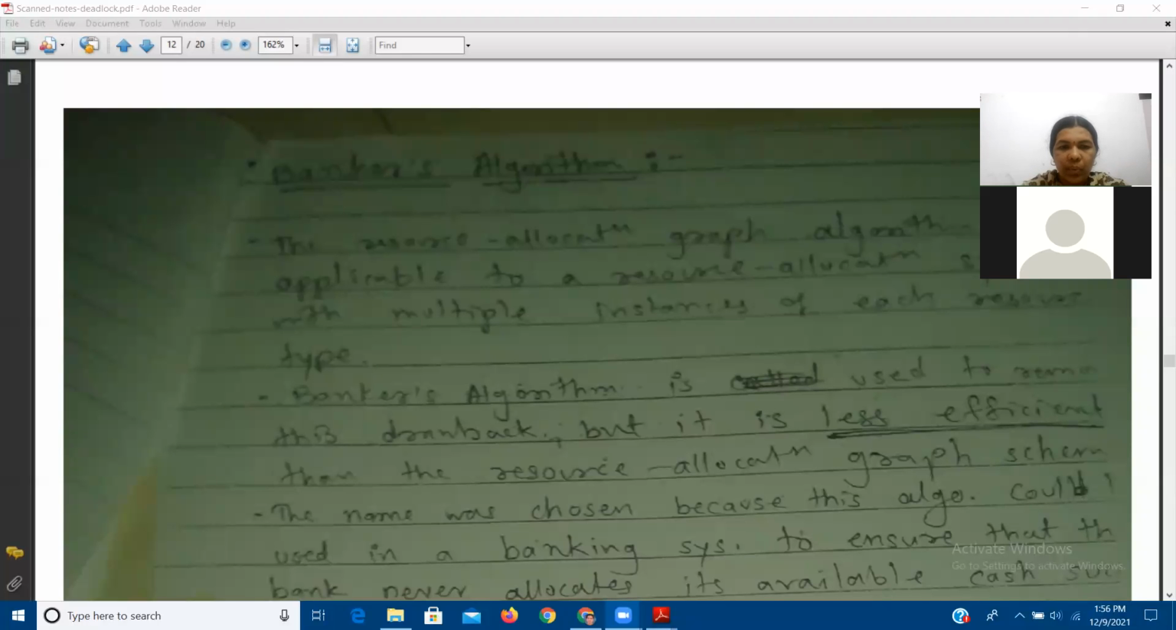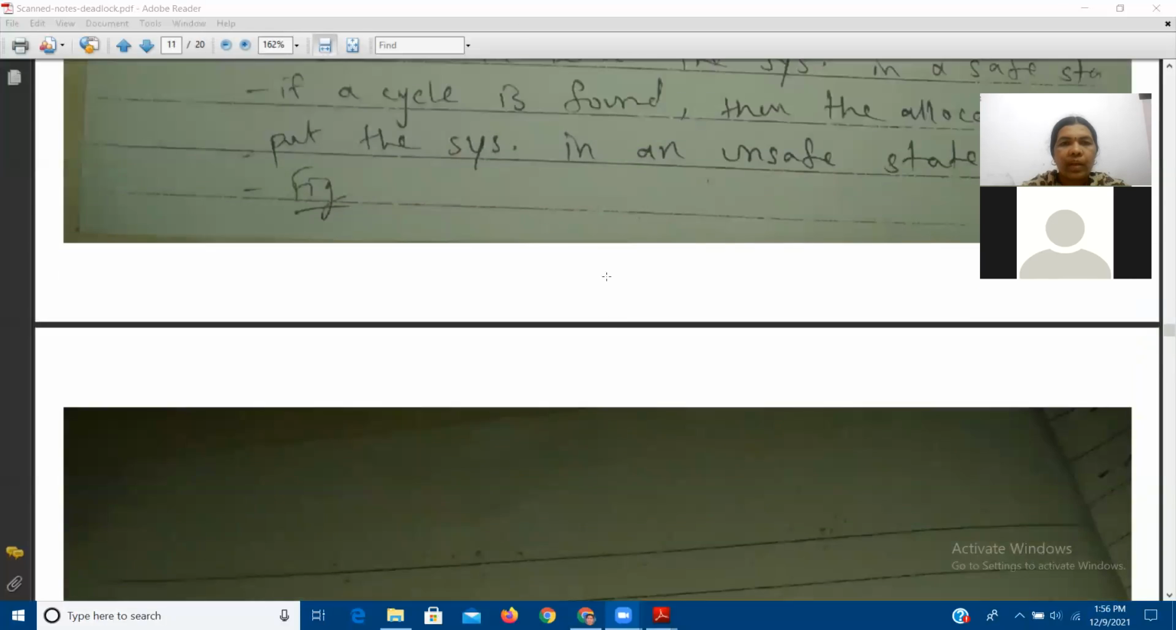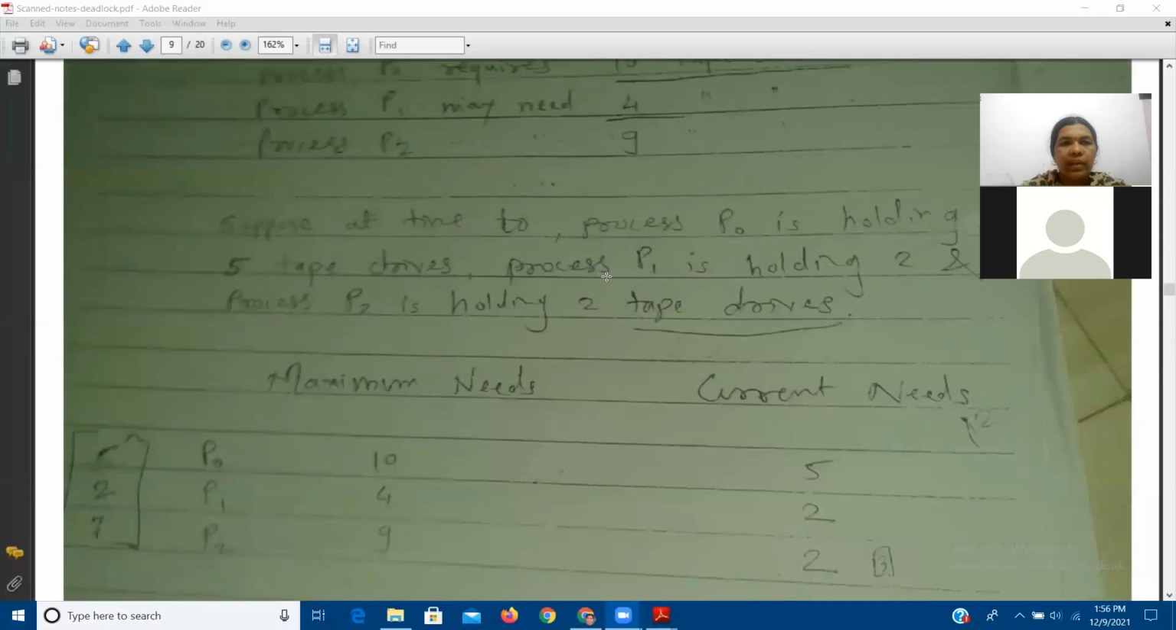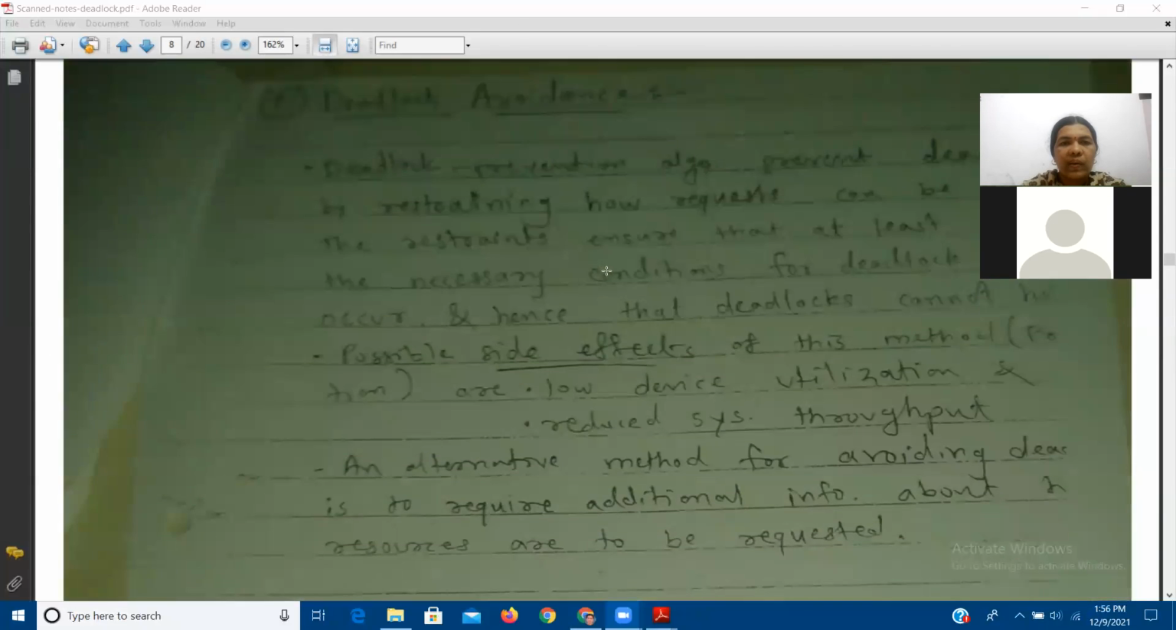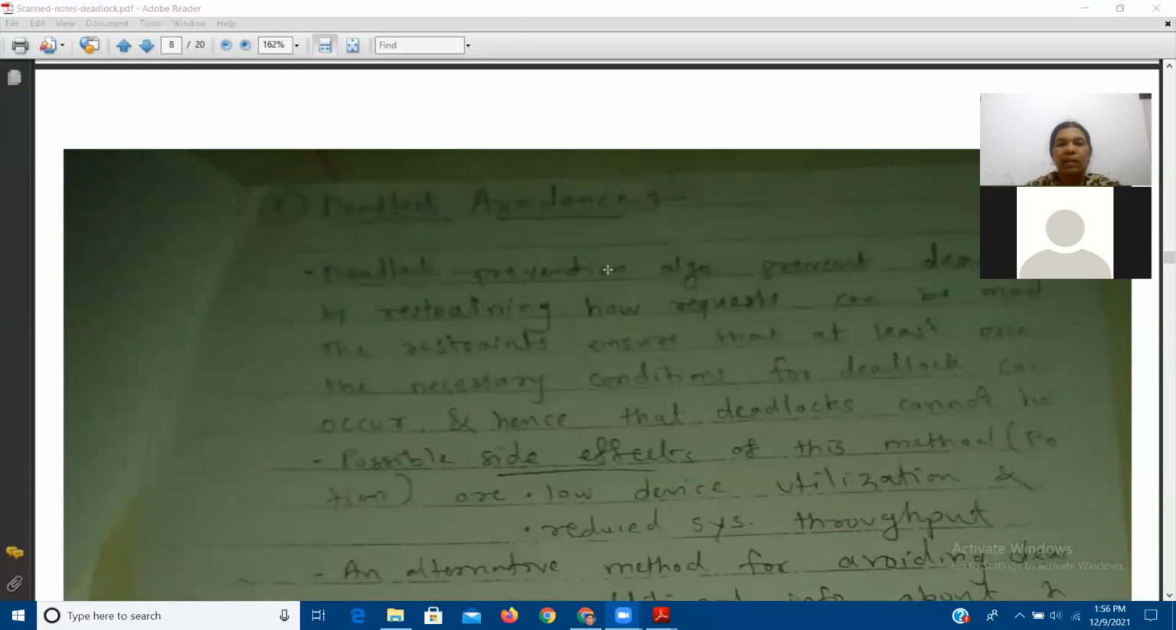So today we are going to take an important algorithm from deadlock, that is Banker's algorithm. Yesterday we discussed safe state and unsafe state. We started the second method under methods for handling deadlock, that is deadlock avoidance. Yesterday we discussed the first method, deadlock prevention, and we started deadlock avoidance.